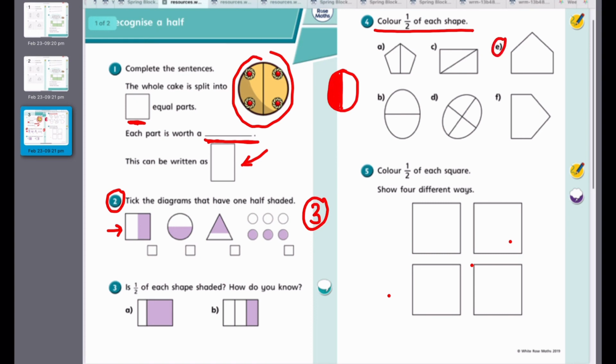But E and F, what do you notice? They're not split in half, so what do you think you need to do first? That's it. You need to split your shape in half first. If I had a shape like this, for example, I could split my shape in half like this, okay? And then colour in half of my shape. Question 5 says to colour half of each square, but can you show 4 different ways? So they can't all be the same. How creative can you be?